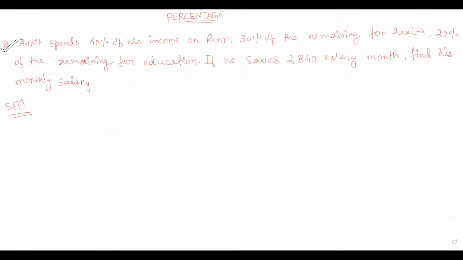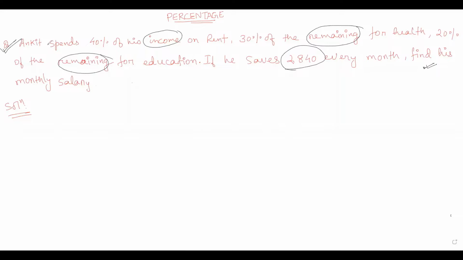Okay, so now let us see one more question here. Ankit spends 40% of his income on rent, 30% of the remaining for health, 20% of the remaining for education. If he saves rupees 840 every month, then what is his monthly salary? Again, this question can be solved by simply making an equation, but that would be too time consuming. So it's better we don't go by equation. Rather, let us try to use some shortcuts of percentages which we have learned so far.